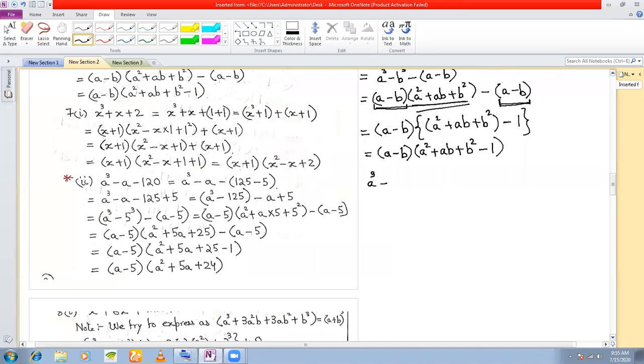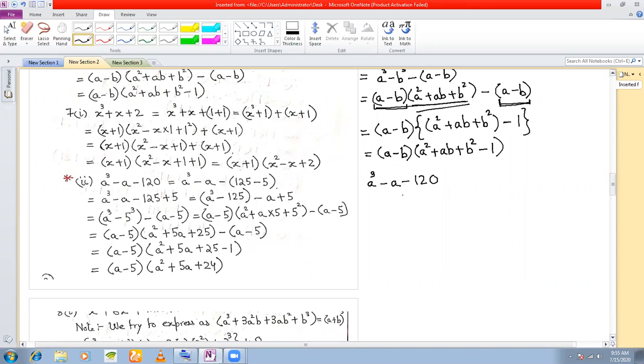a cube minus a minus 120. Now there's something very typical, not typical about this sum. In fact, you see there are three terms. Okay. In all the other sums that we have done earlier, there were either 4 terms or there were 2 terms. And if there were 2 terms, it was very easy to express them as a difference or sum of 2 cubes and then split them into factors. But here this is a sum with a little difference.